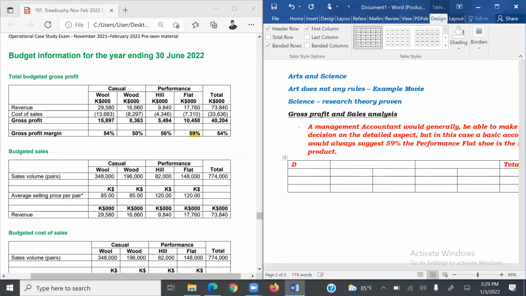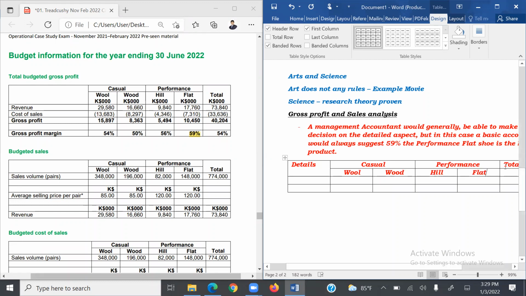So what I will do is I'll write down here details. And here I will mention casual, and here I will mention performance, casual and performance. Now, students, here it can be wool, here it can be wood, here it can be hill, here it can be flat.